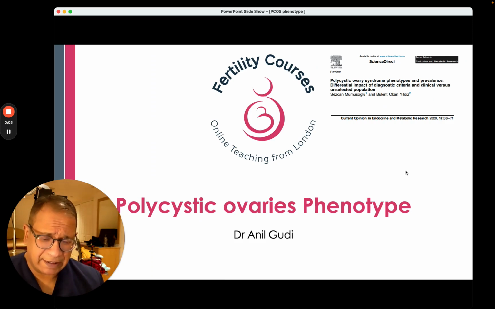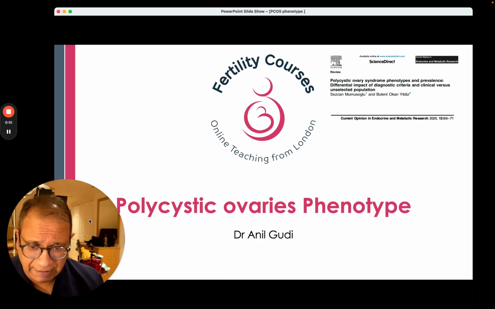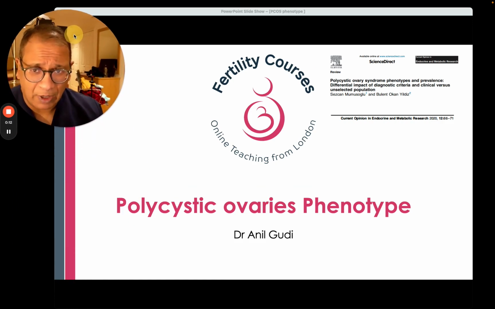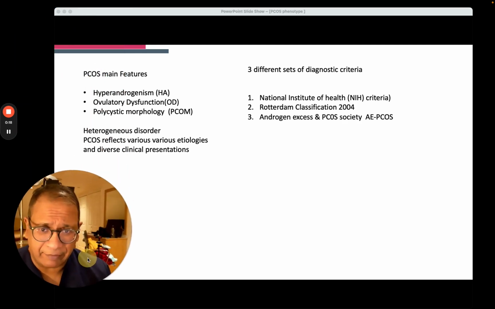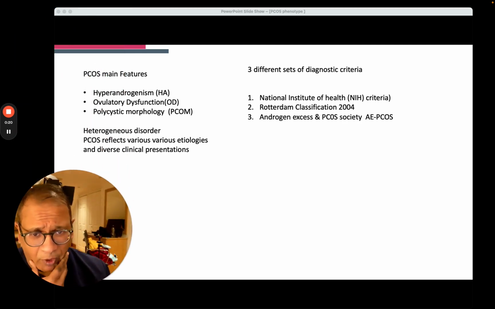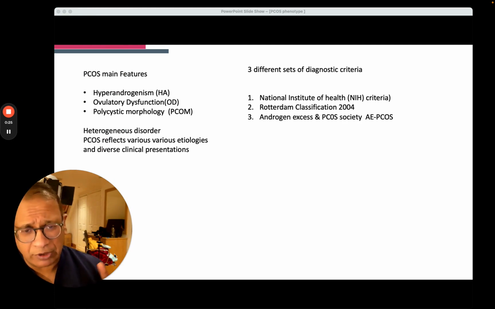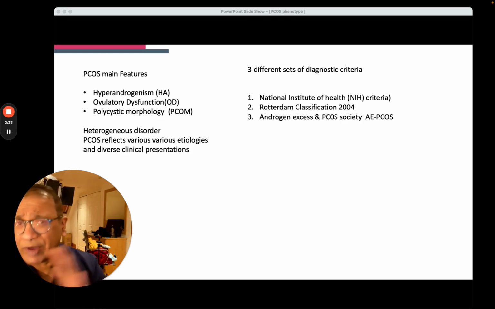So today, let's briefly look at the polycystic ovarian phenotype and see what we can understand from there. So what are the main features of polycystic ovaries? Hyperandrogenism, ovulatory dysfunction, and polycystic morphology. A heterogeneous disorder with various etiologies and a diverse clinical presentation. So you see a huge variation of PCOS.